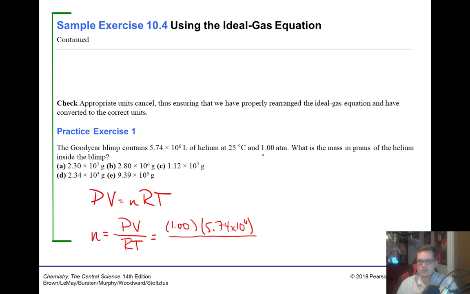Our pressure unit was in atmospheres, so that means our R value is going to be that 0.0821 value. And then the temperature, now remember the temperature has to be in Kelvin. They give us 25 degrees Celsius, so we've got to convert that to Kelvin. So we add 273.15, so it becomes 298.15 Kelvin. All right, punch that all into our calculator here.